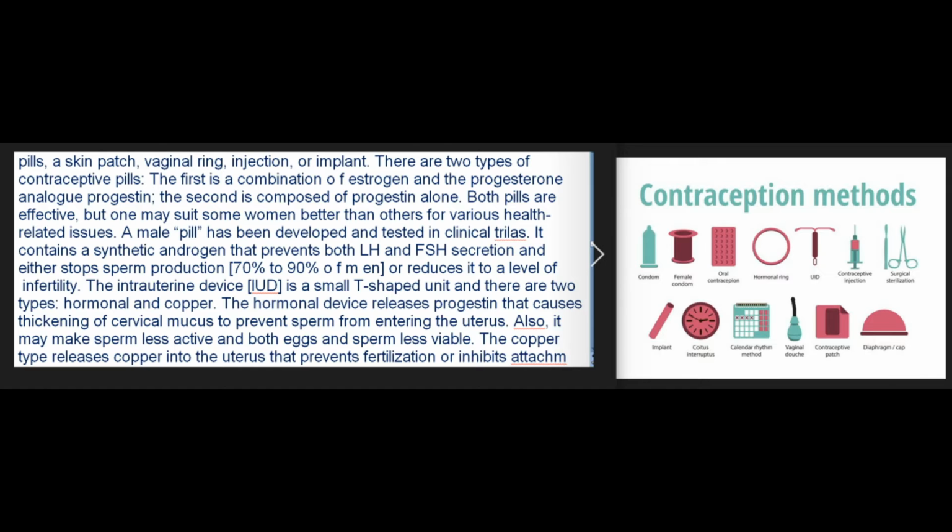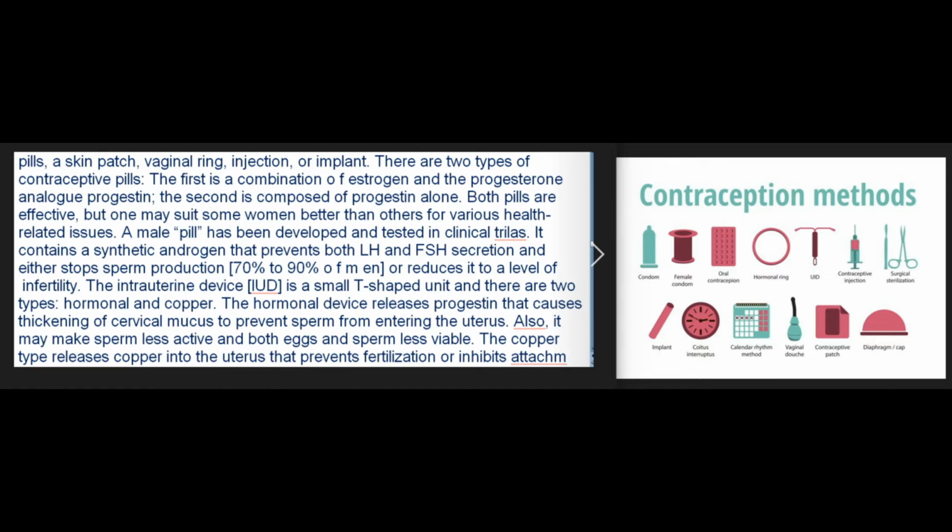There are two types of contraceptive pills. The first is a combination of estrogen and the progesterone analog progestin, the second is composed of progestin alone. Both pills are effective, but one may suit some women better than others for various health-related issues. A male pill has been developed and tested in clinical trials. It contains a synthetic androgen that prevents both LH and FSH secretion and either stops sperm production in 70% to 90% of men or reduces it to a level of infertility.